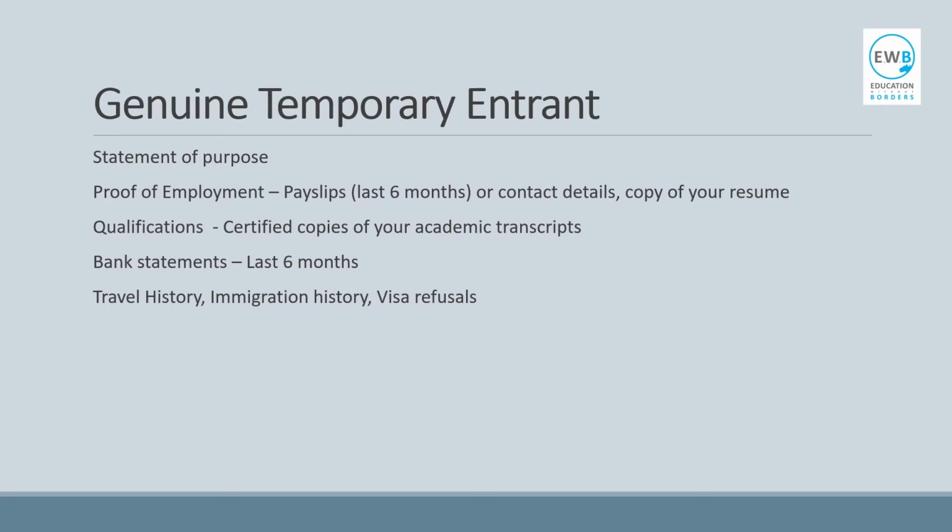All of your qualifications need to be certified copies. And in order to help you with the previous section on financial capacity, it's also a good idea to make sure that you can provide at least 6 months' worth of bank statements to show your financial history. You may also be required to provide any travel history where you've traveled outside of your home country, that you've met the visa conditions, as well as any immigration history and any potential visa refusals, as this may be picked up as part of the Department of Home Affairs review.